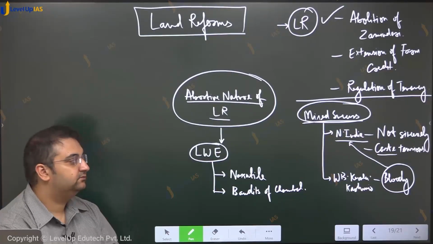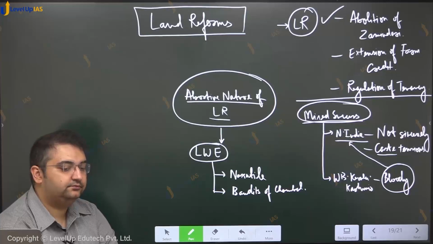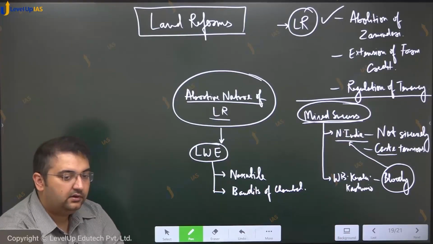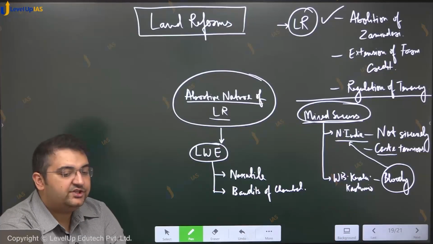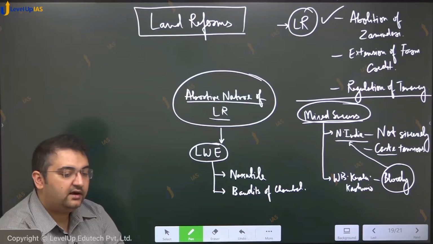While West Bengal, Kerala, and Kashmir were more successful with respect to land reforms, bloodshed could not be avoided, resulting in the growth of left-wing extremism in areas where land reforms were stalled.